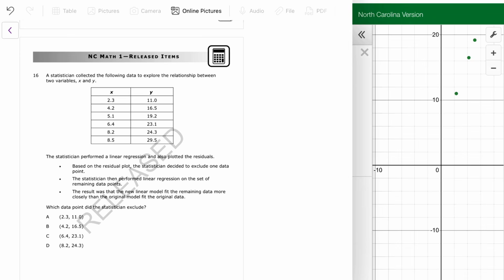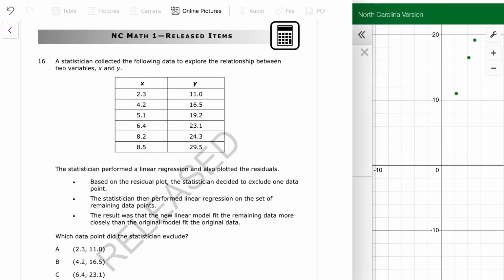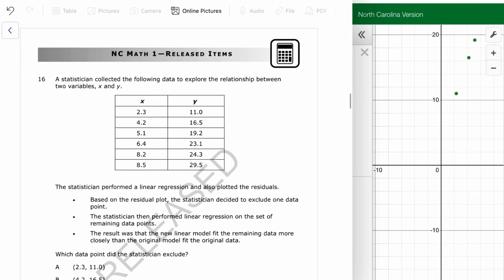The biggest and really the only change I know of to Desmos is massive, and it's to really help you with any type of equation of a line problem. We're going to start that in the very first calculator active question. This question is talking about a statistician collecting data. There's a table of data.